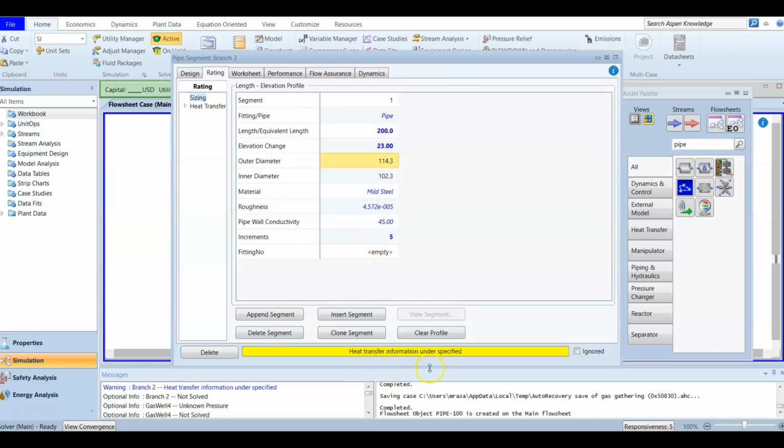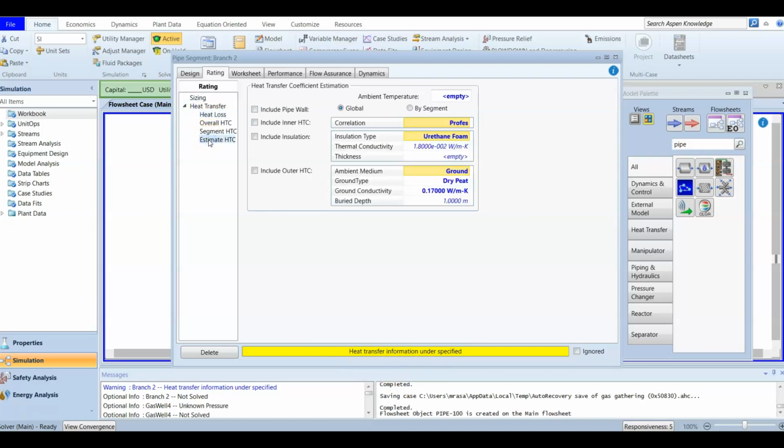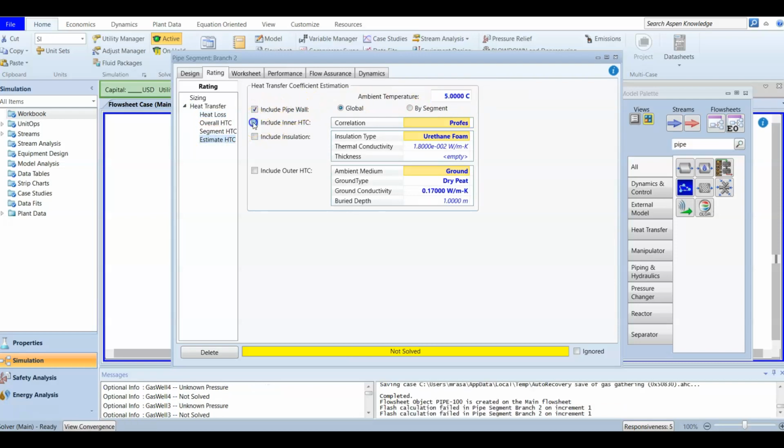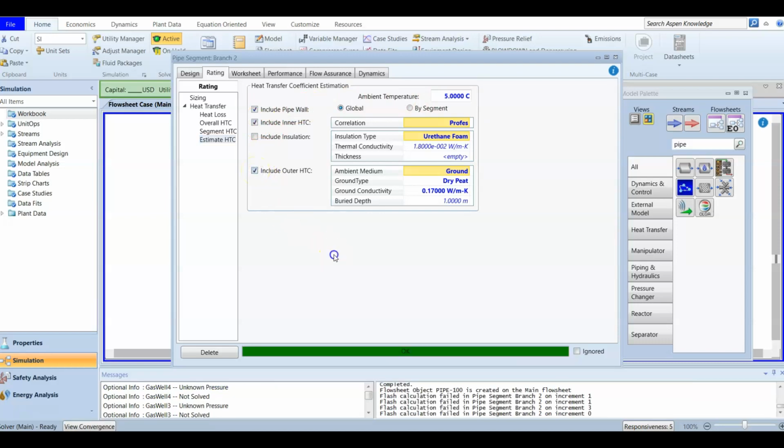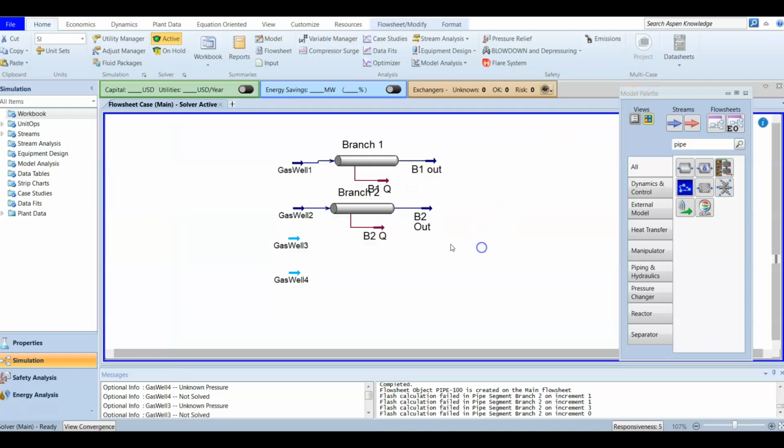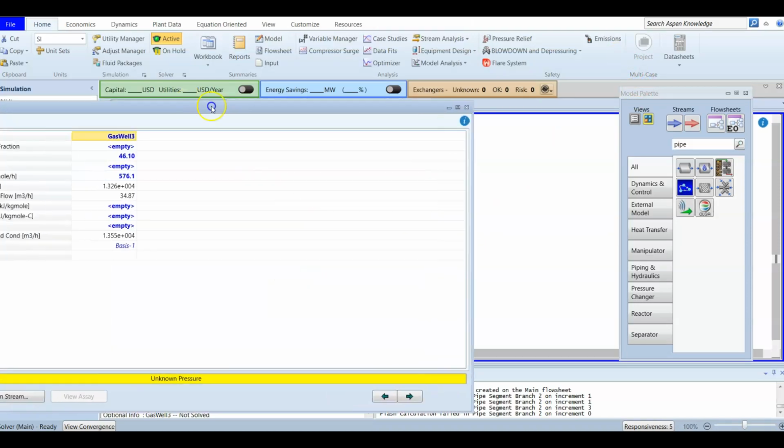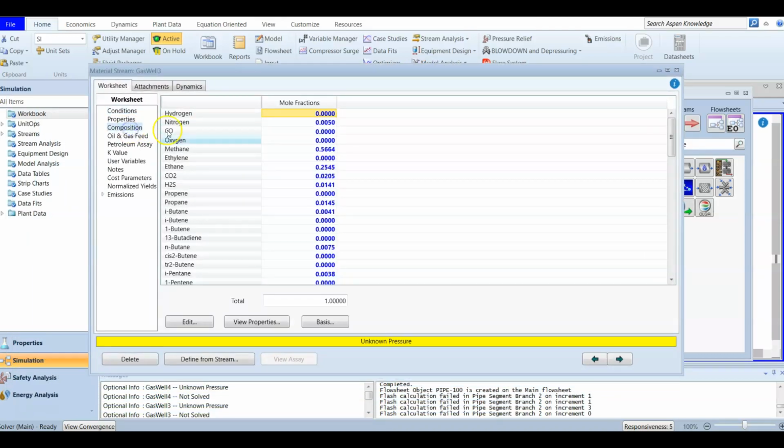Now it's time to add the heat transfer information. So we are going to estimate it, and again, this will be 5 degrees Celsius. We include the pipe wall, include the inner HTC and outer HTC. Okay, now it will be fine. Here I want to check the composition of this gas well. The composition here, we will find water. There should be water here.